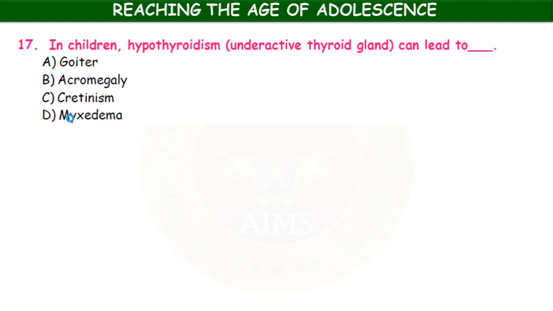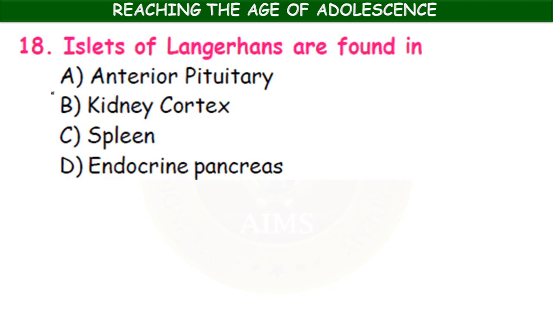In children, hypothyroidism, meaning underactive thyroid gland or hyposecretion of thyroxine, can lead to goiter, acromegaly, cretinism, myxedema. That is cretinism. The child becomes very inactive, and the metabolic rate is less compared to a normal child.